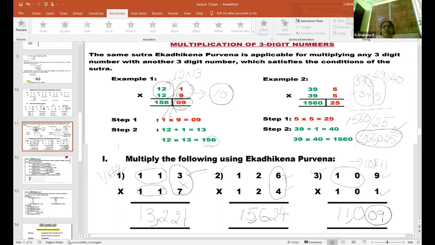Ma'am, up to 5th standard, preferably till what table will they be memorizing, like till 13, 14 or till 12, ma'am? Actually, 12. Till 12, all tables till 12. Till 12, okay.